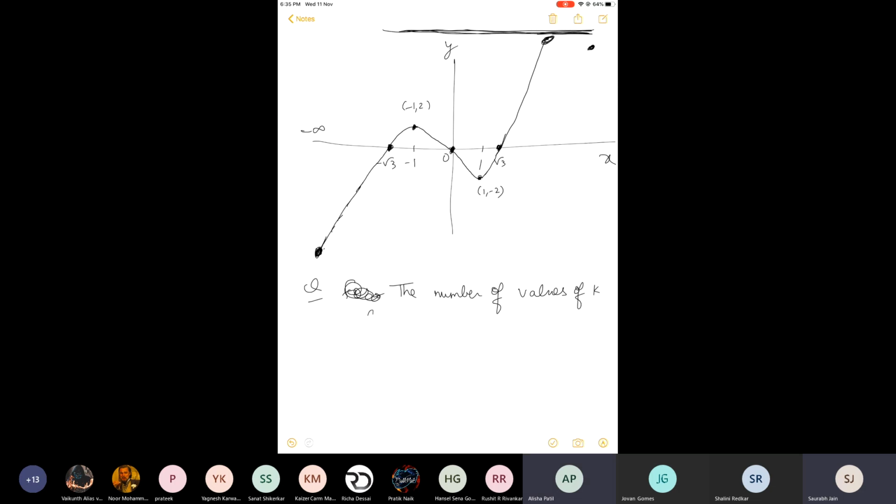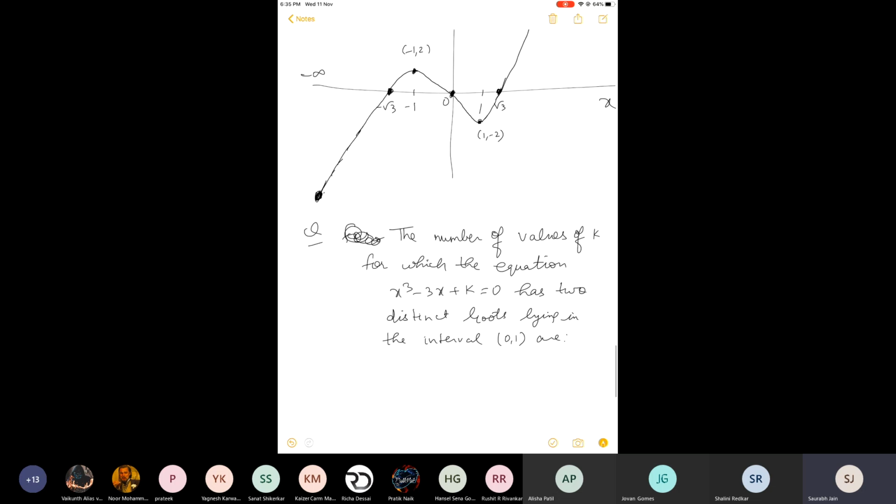The number of values of k for which the equation x cube minus 3x plus k equals 0 has two distinct roots lying in the interval 0 to 1. And the options are A 3, B 2, C infinitely many, and D option is no value of k.